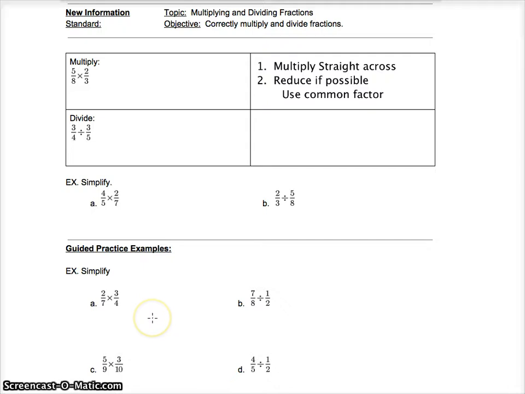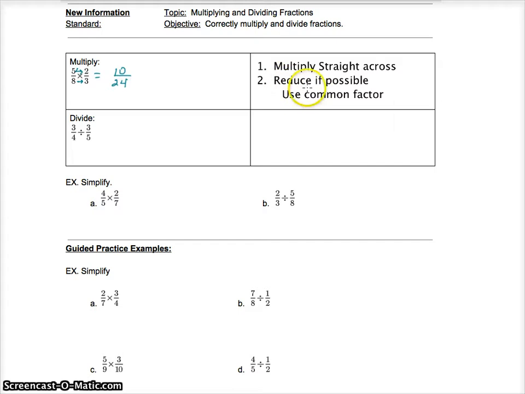Our two steps for multiplying fractions. First, we multiply straight across, and then we reduce the number if possible. So let's look at what step 1 looks like. Multiplying straight across is simply multiplying 5 times 2 and 8 times 3. So 5 times 2 equals 10, and 8 times 3 is 24.